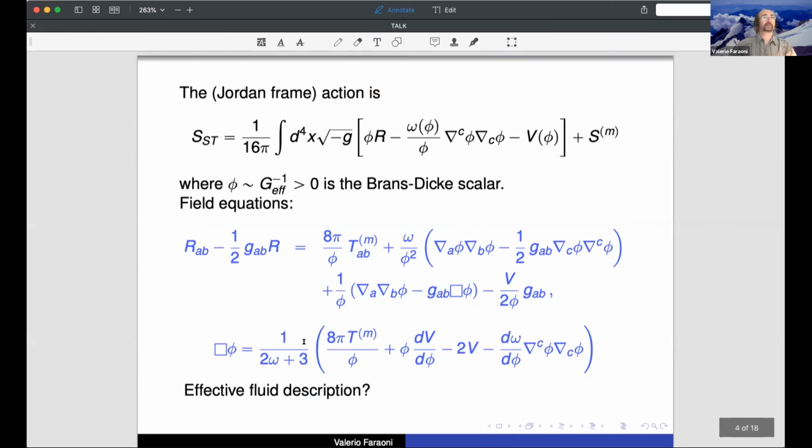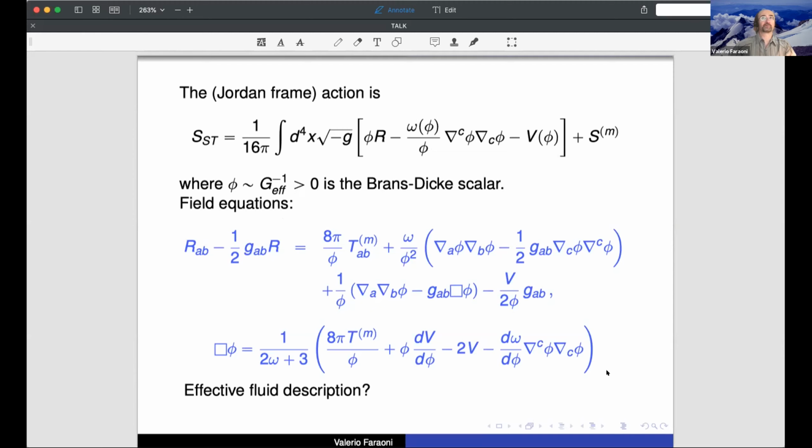So just to remind you of the equation that you probably have seen many times, the Jordan frame action for scalar tensor gravity is this one here. So I'm just taking a general action. The scalar field phi is effectively the inverse of the effective gravitational coupling, and it couples explicitly to the Ricci scalar. There is this Brans-Dicke term here, omega, which is allowed to be a function of phi in general scalar tensor gravity. I'm talking about older generation scalar tensor gravity, Bergmann-Wagoner, and not more modern formulations of the theory. And then you get a matter part of the action. So when you vary the action, these are the field equations. Again, I'm sure you have seen it many times.